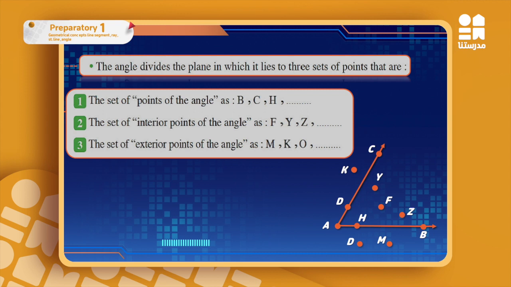So we have some points on the two sides of the angle, and then we have some points inside the angle, and they are called interior points. And the third is for all the points that are outside the angle, which are exterior points.